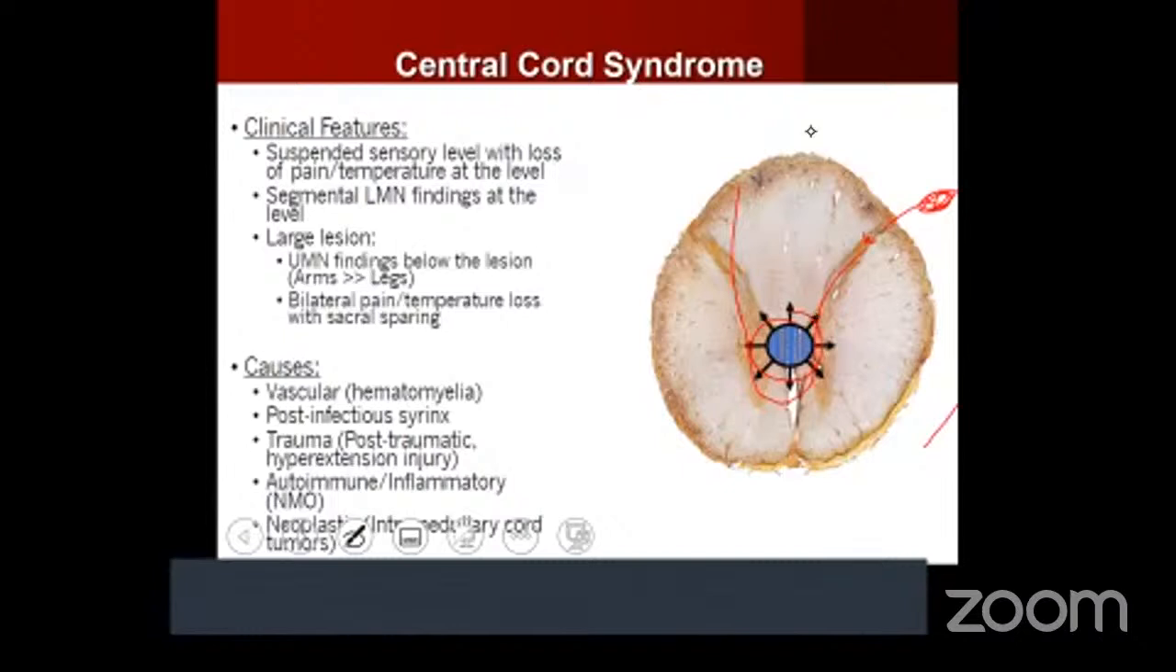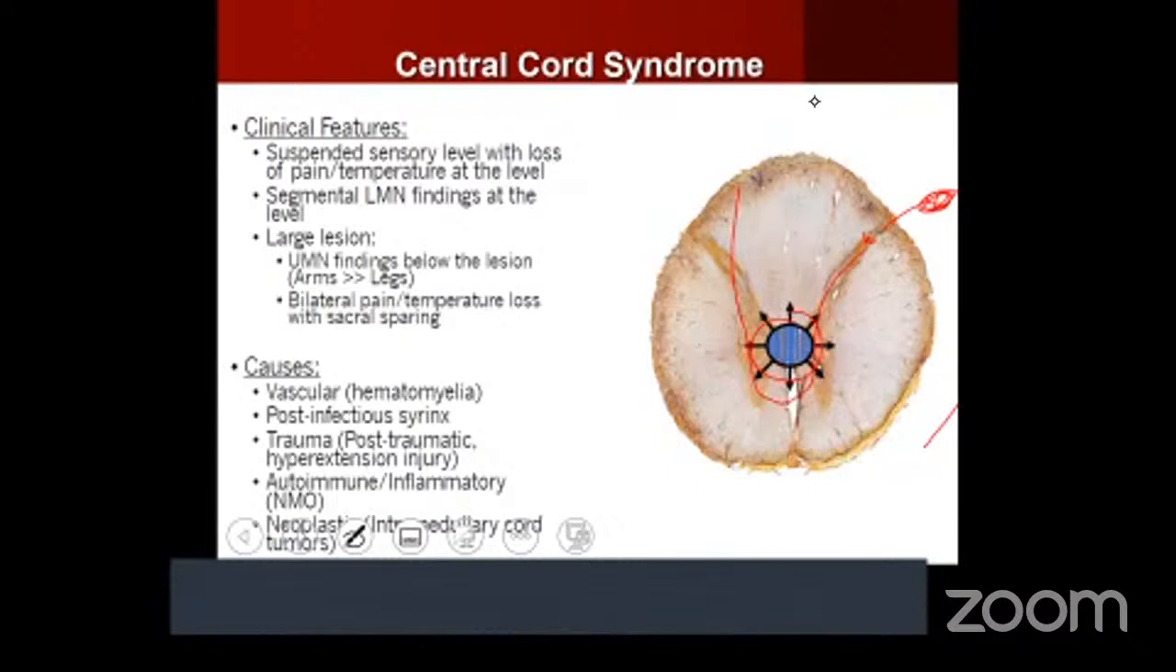They ascend up to the cuneate nucleus, and the second neuron starts, goes up as the medial lemniscus and reaches the thalamus, the third neuron. So what do you get? You get sensory loss, a sensory level with loss of pain and temperature at the level of the injury.